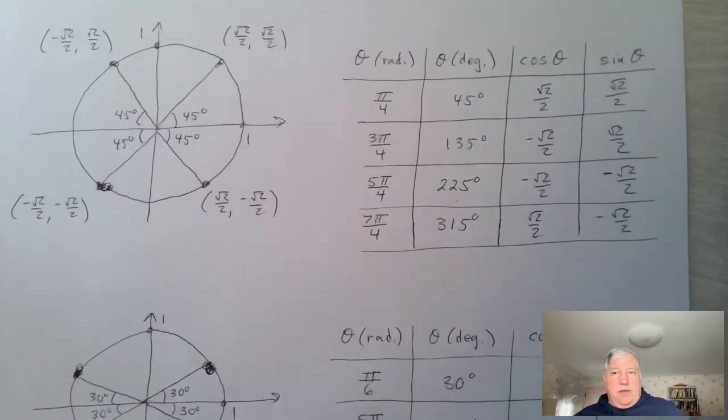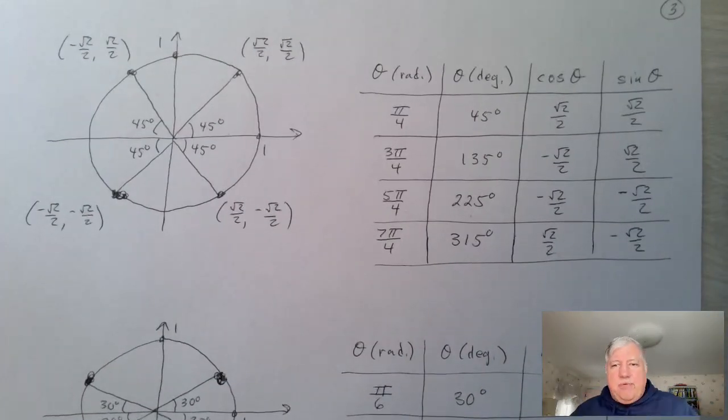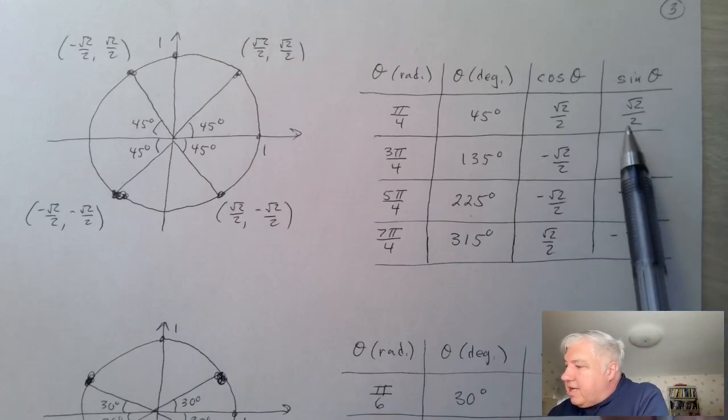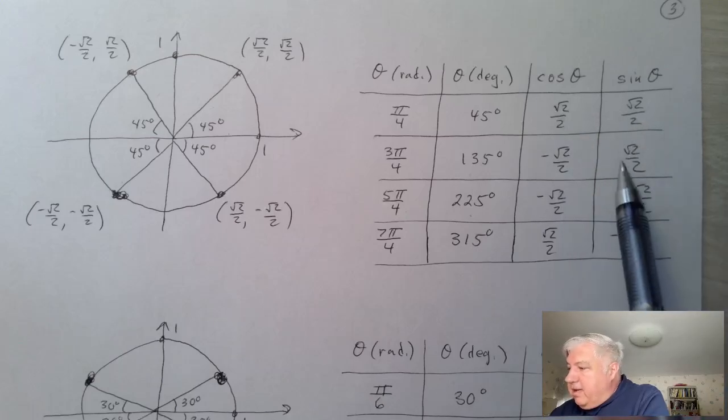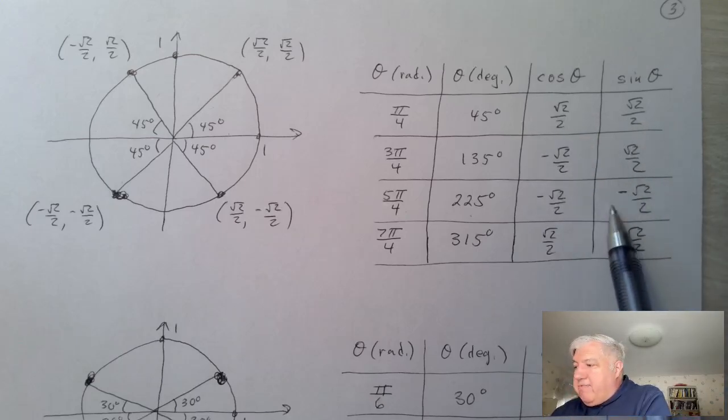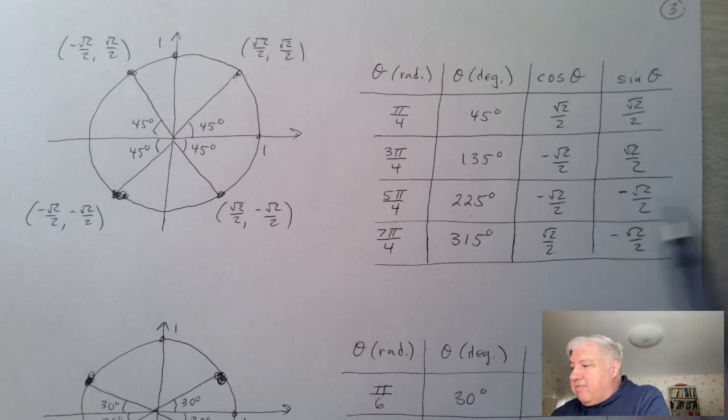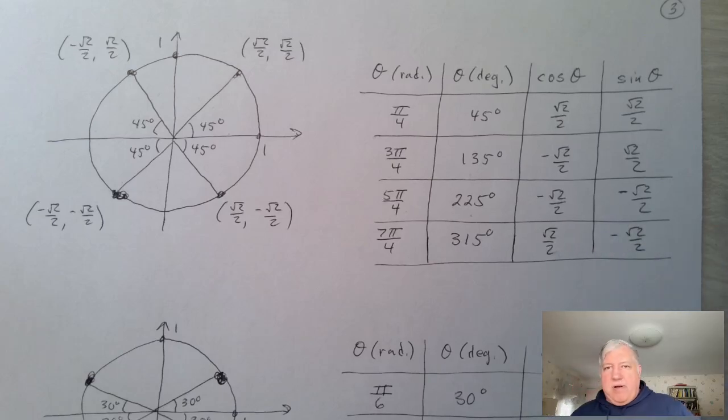And then from this, you can go ahead and find the values of the other functions. In this case, you would see the tangent. If it were 45 degrees, the tangent is 1. Here, the tangent would be negative 1. This would be positive 1. This would be negative 1. But you can figure out all the other values once you know the cosine and sine.